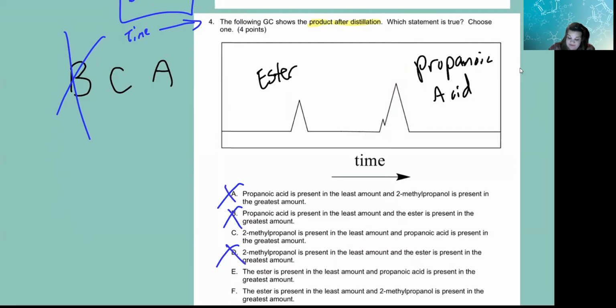Then we do not have any alcohol left. And then the ester is the least amount.